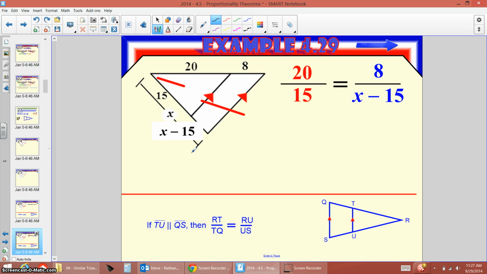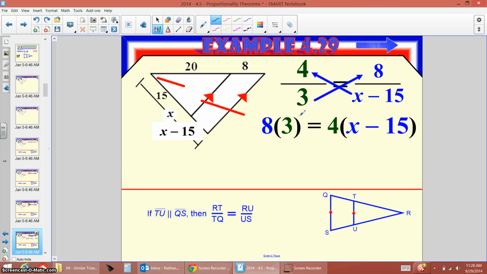Now, that's not the way it's written here. The way it's written here is RT, TQ, and RU, US. So this reads 20 over 8 is equal to 15 over X minus 15. But I just did the interchange means, and I switched it to here. The reason I did that is because I want 20 over 15 because this reduces nicely. So if I reduce down that fraction now that I've done the interchange means, I can get 4/3.